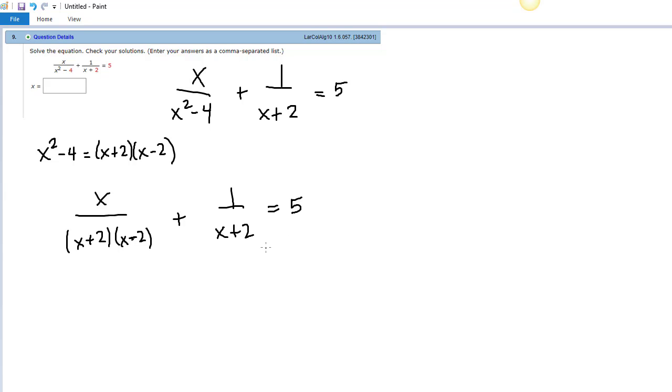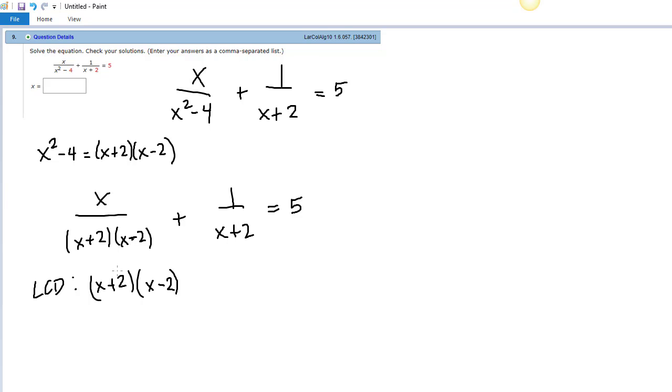So remember, the common denominator is a denominator that has everything that any one denominator has. So in this case, our common denominator will be x plus 2, x minus 2, because that gets everything that any one denominator has. That's what our goal is. We've got to get at least as much as any one denominator has.